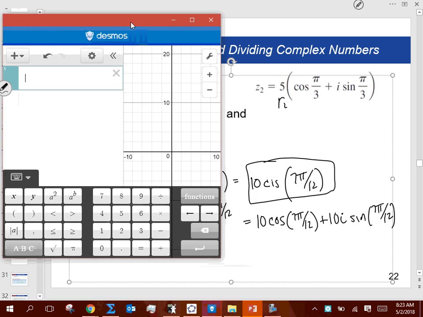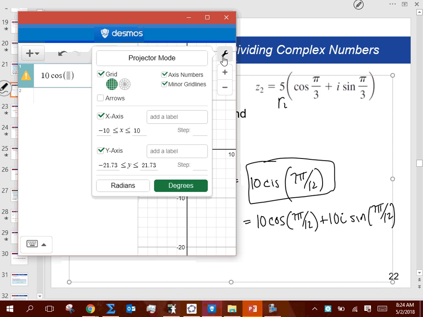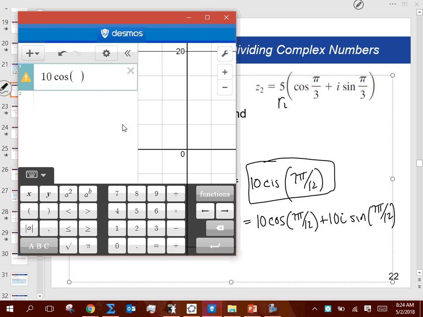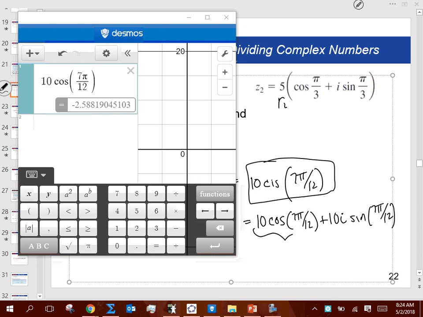If I take cosine, well, let's just evaluate 10 cosine. And the reason I'm using the calculator is because 7 pi over 12 is some multiple of 15 degrees, so it's really not a nice value off the unit circle. So we can use the calculator here. So 7 pi divided by 12 would give me negative. So this thing is going to be negative 2.588.